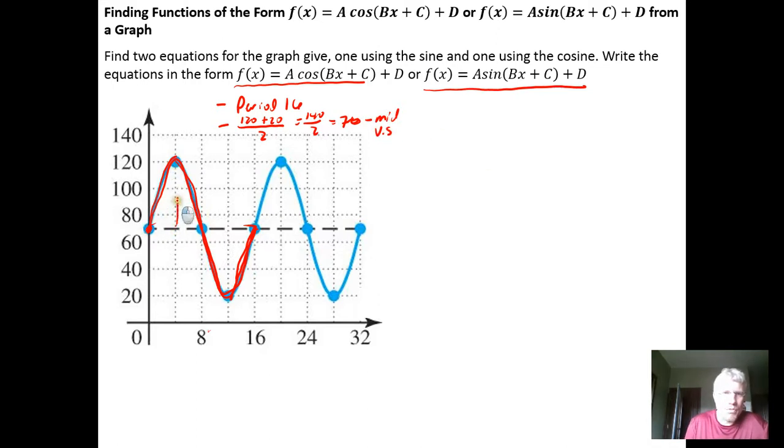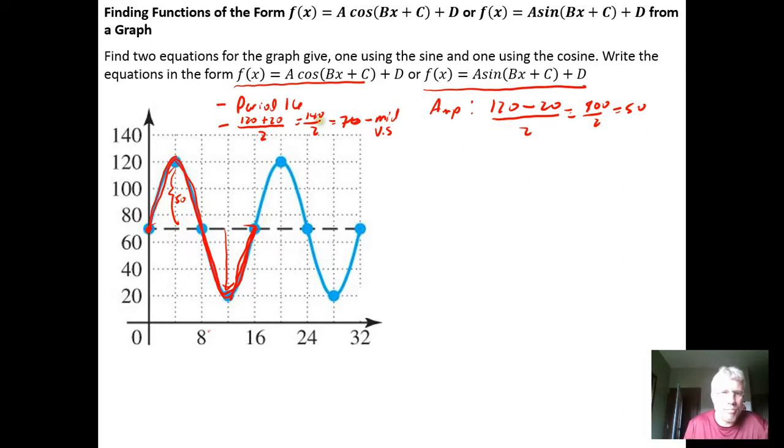The amplitude is the distance from the midline to the crest, or the midline to the trough. So it's half the distance between the crest and the trough. So the amplitude is going to be, take the distance between the crest and the trough and take half of it, which is going to be 100 over 2, which is 50. So the distance from here to here should be 50 units.